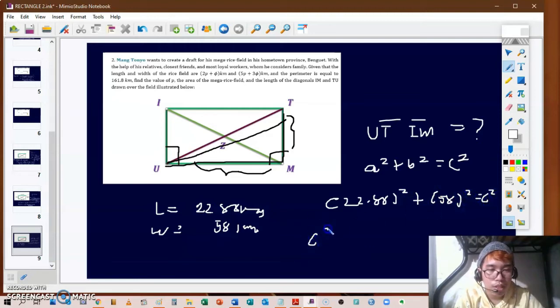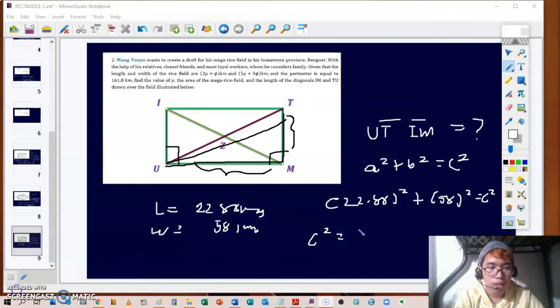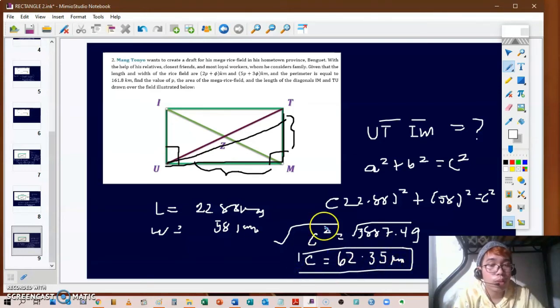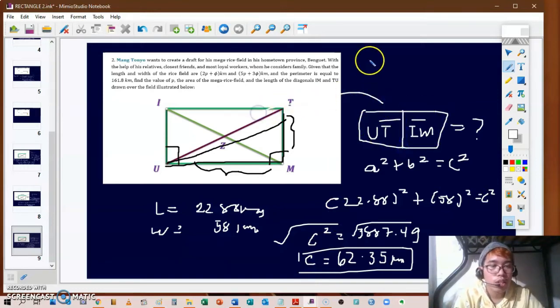And from here we can say that the value of c squared is equal to 3,887.49. If we take the square root of both sides, we get the value of c, which is equal to 62.35 kilometers. Therefore, we've solved for the value of the diagonal, 62.35 kilometers, and also for the values of UT and IM since they are the diagonals of this rectangle. So the value of the diagonals is equal to 62.35 kilometers.